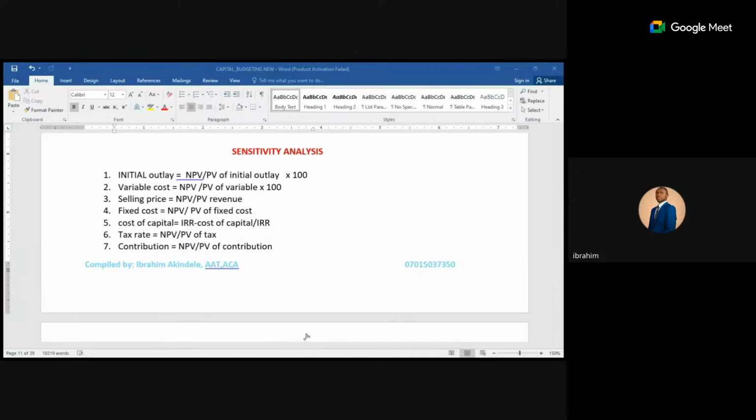To become zero. Now, I gave an illustration in our last class on your selling price. When you want to calculate the sensitivity analysis of selling price, which is your sales, it is the NPV divided by the present value of your revenue, times 100. Then you calculate it and you get 5%. That 5% indicates that you should not allow your selling price to fall by more than 5%. If not, your NPV will become zero or negative. That is what it means.